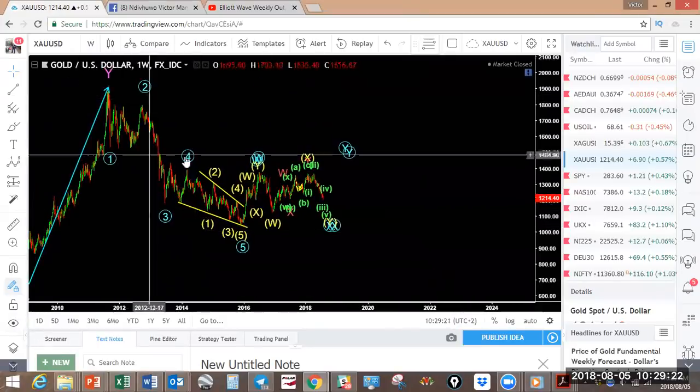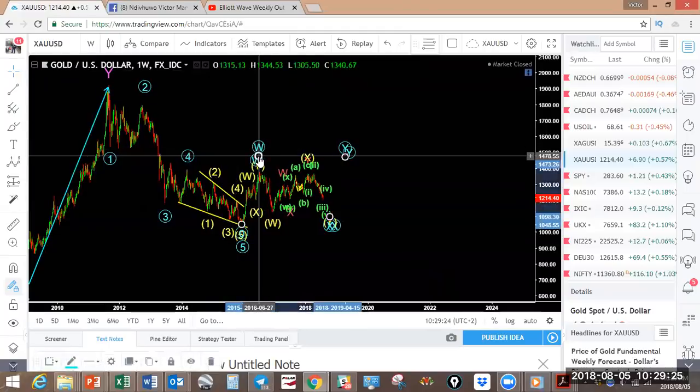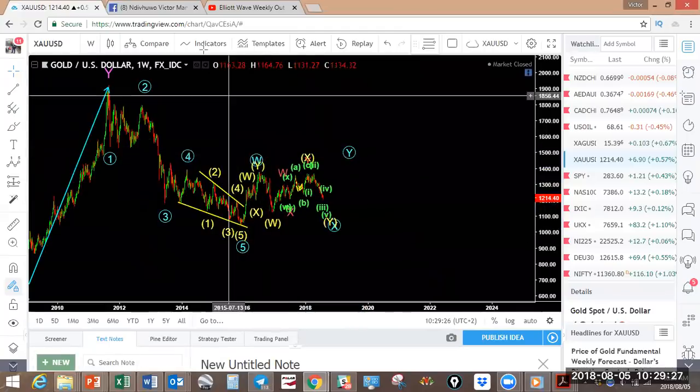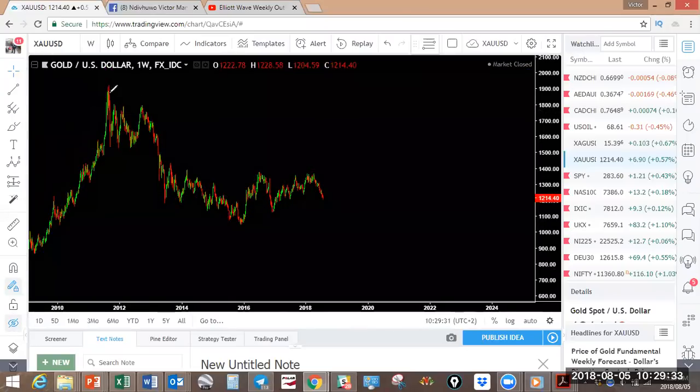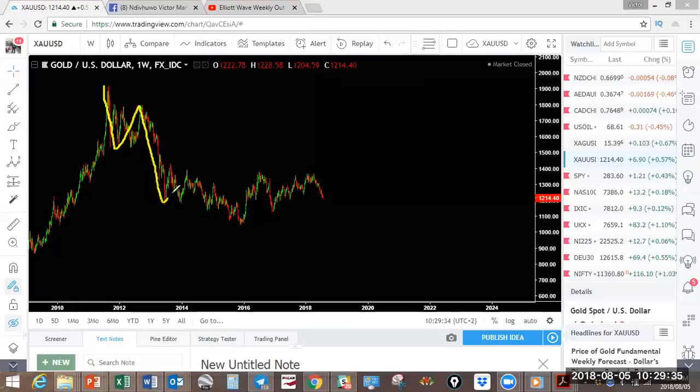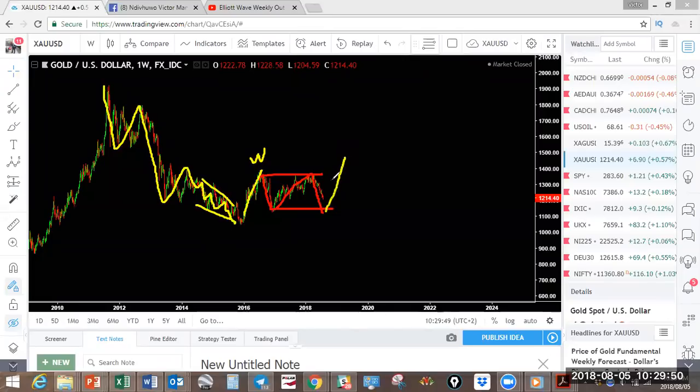Okay, clear 1, 2, 3, 4, 5. You had a diagonal there. Let's clean it up a bit and switch it off. Okay, let me just show it with the annotations so it's not confusing. 1, 2, 3, 4, and then you end your 5 with a diagonal there. And then you get a 3-wave move W, and you're getting this complex correction here like this. So we'll be looking for this to bounce here like that, or if it doesn't bounce, it can give you this one here, and you get that bounce around that level.